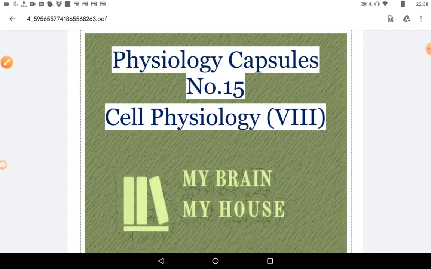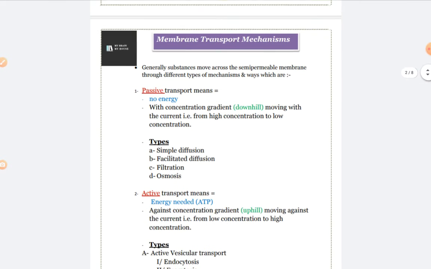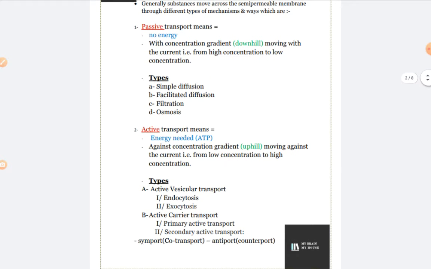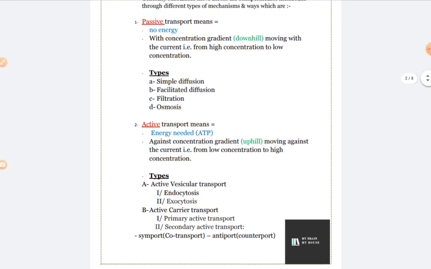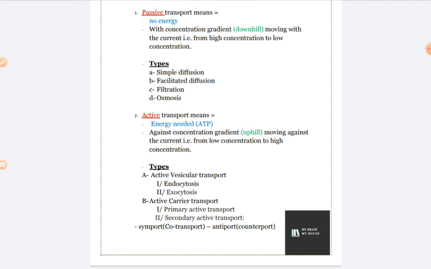In the previous video we talked about the membrane transport mechanisms, which are passive transport and active transport. Passive needs no energy. We discussed the types: simple diffusion, facilitated diffusion, filtration, and osmosis. We also talked about active vesicular transport, which are endocytosis and exocytosis. This video will talk about active carrier transport, which are primary active transport and secondary active transport.